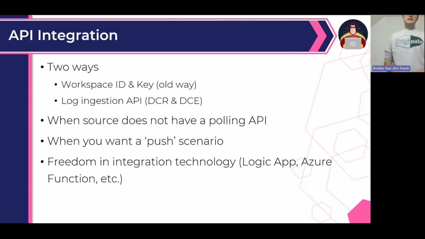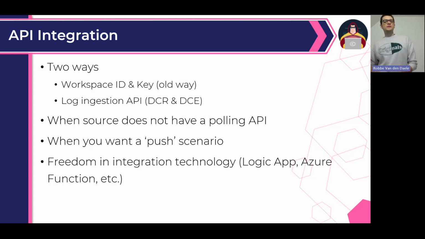Then the last option is creating your own API integration. There are two ways: via workspace ID and key, which is the old way of doing it, or via the log ingestion API. I would recommend the log ingestion API because then you can use data collection rules and data collection endpoints in Azure and do a lot of transformations with your data and filtering if you need to.